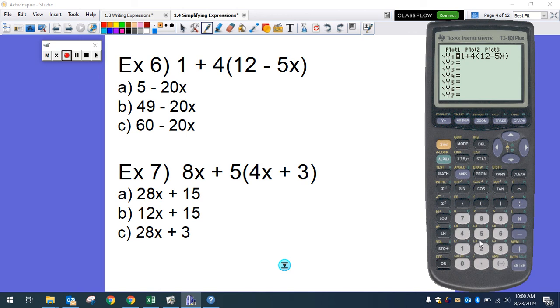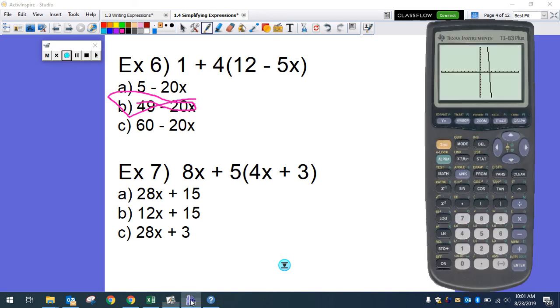So let's try A, 5 minus 20x. Nope, that's not right. Let's try B, 49 minus 20x. That's what I want my answer to be. Yep, and that's it. So B is the answer.